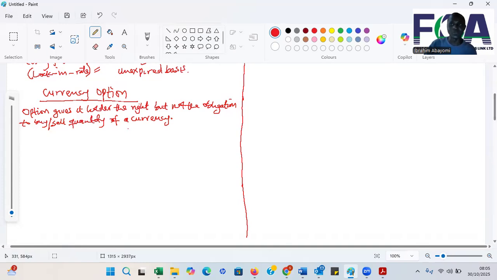So I'm not saying underlying asset, because in what we did in class, I said to buy or sell the underlying asset. But here, since our underlying asset is basically currency, we're not dealing with any other asset apart from currency. So that's why I'm specific here. We want to buy or sell some quantity of a currency. So if I have a foreign liability or foreign receipt, I can use option to hedge.